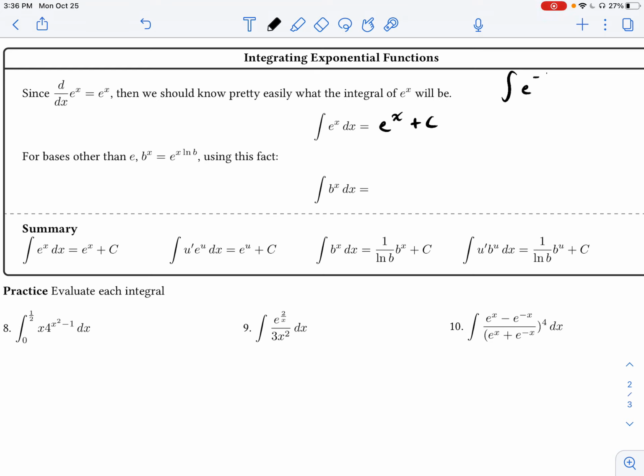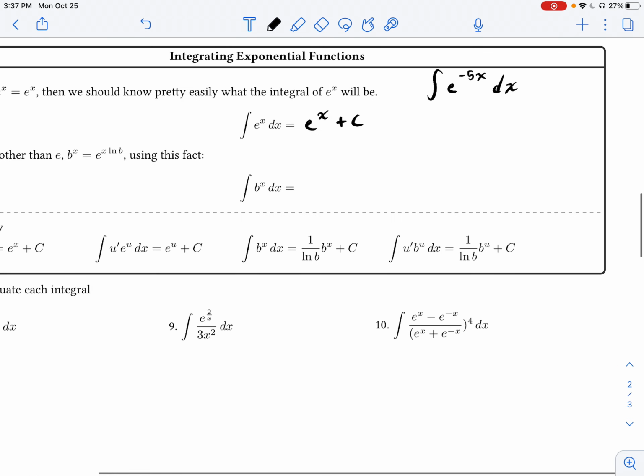Let's do something like negative 5x. Well, the idea here is essentially the same thing that we've done so far with integrating, making sure that we know how to reverse the chain rule, or if you want to call it u substitution, do that. If, for example, we said let u be equal to negative 5x, that means du has to be equal to negative 5 dx. That is to say, in order for me to integrate this, the derivative of negative 5x has to be in my integrand.